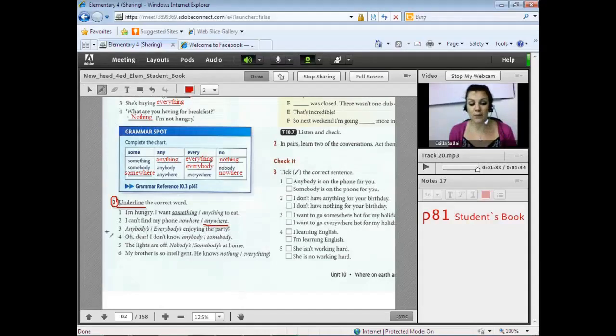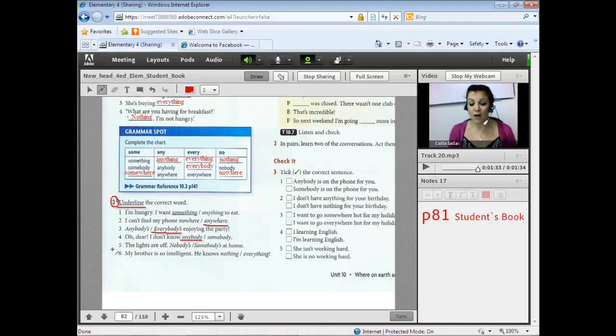What about number 3? In this case, this is the subject. Everybody's enjoying the party. That's right. Everybody's enjoying the party. Do we use any in positive sentences? No, we don't. What about number 4? I don't know. This is a negative sentence, so I don't know anybody. Good.